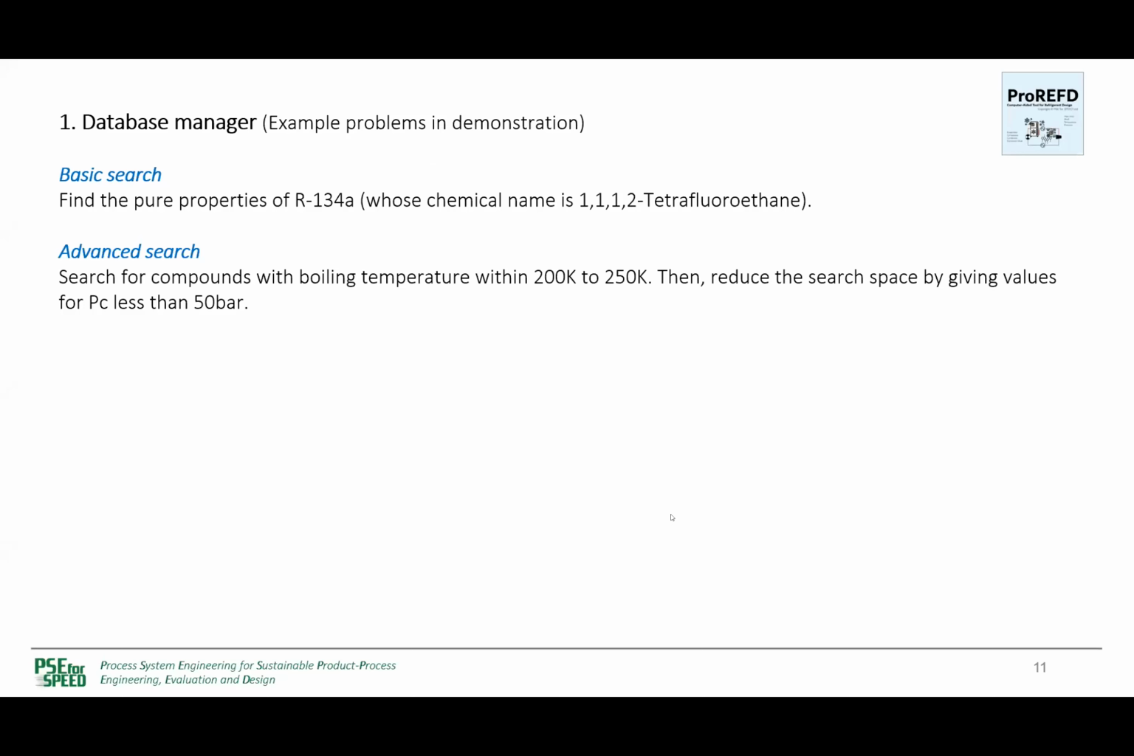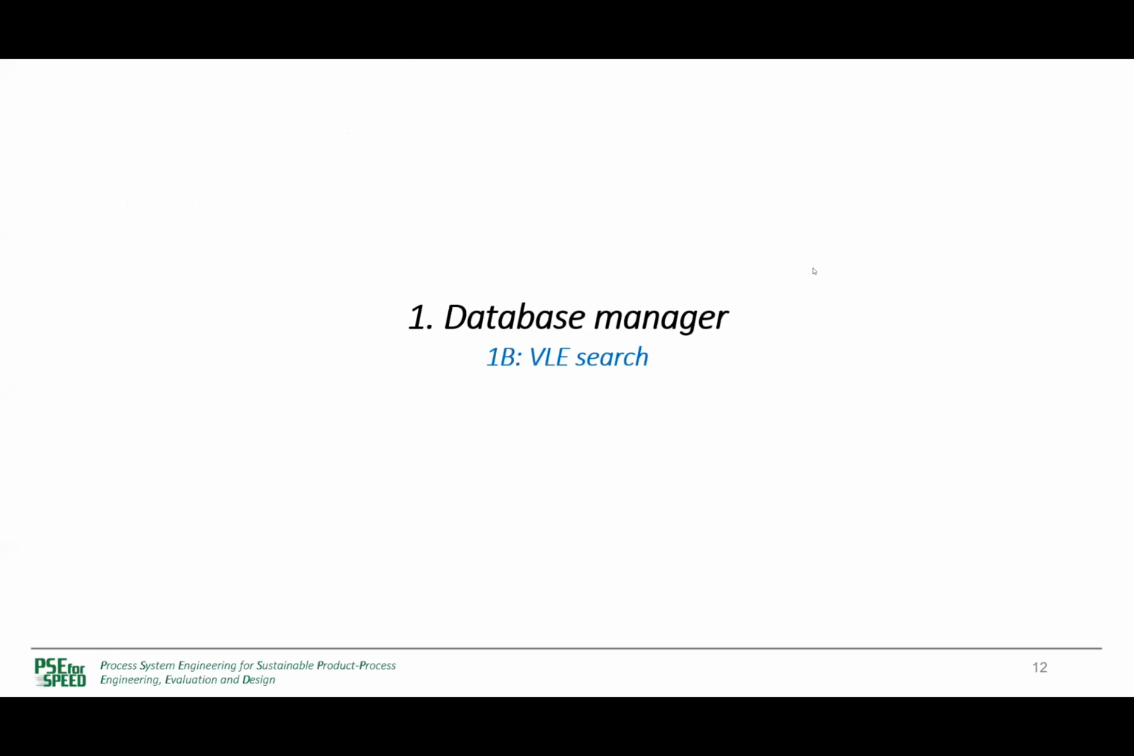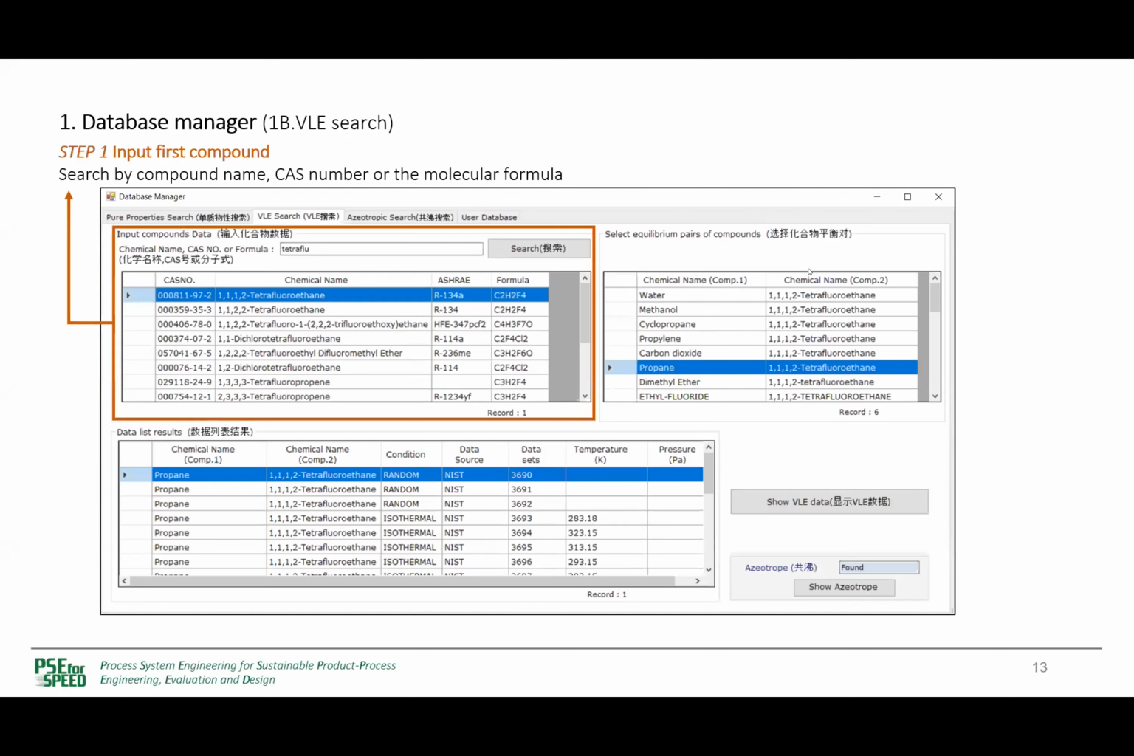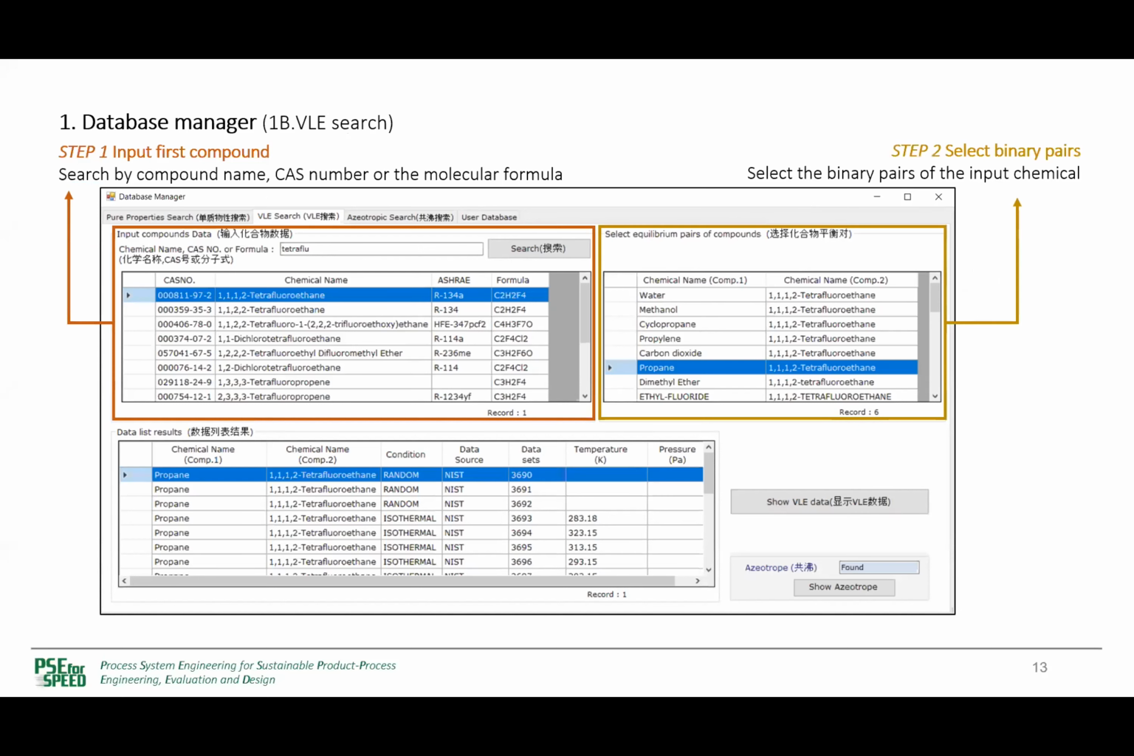Okay, I will continue sharing my screen. Okay, next is VLE search. Okay, start the search by inputting the compound name in the left box. ProREFD will automatically find its binary pair, so you can select its binary pair in the right box, then see the result in the table below.